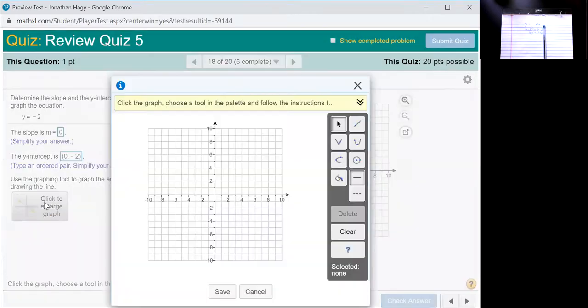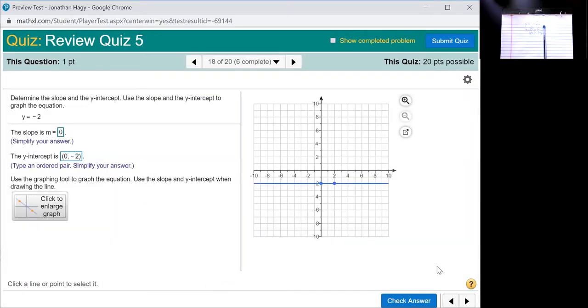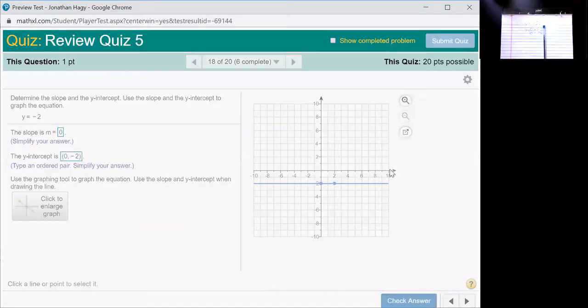To graph it, well, it's actually a very boring line. We go to 0, -2. If the slope is 0, it's a flat line. It doesn't go up, it doesn't go down, it just goes flat, straight across. Now, this is tricky. This is the kind of equation that confuses most students.